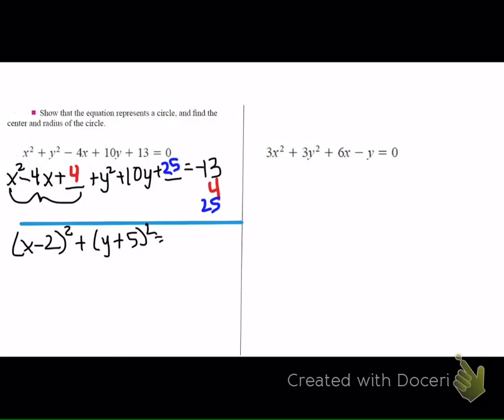Trying to do it in my head. It's not working. Negative 13 plus 4 plus 25 is 16.